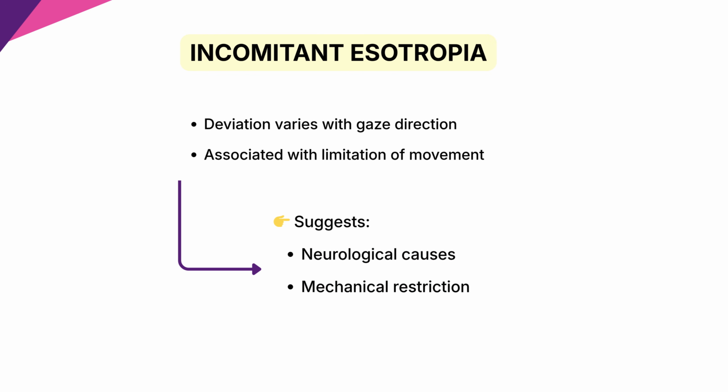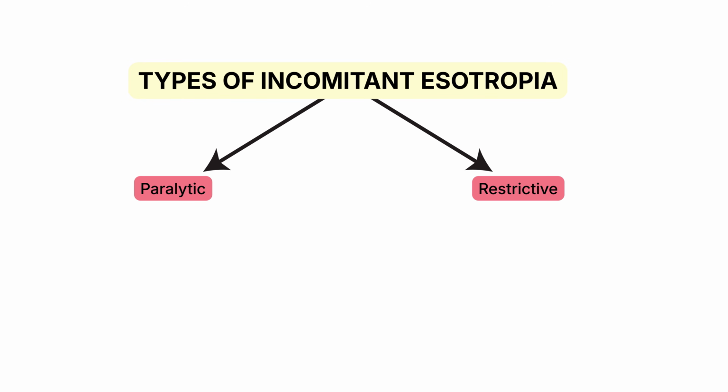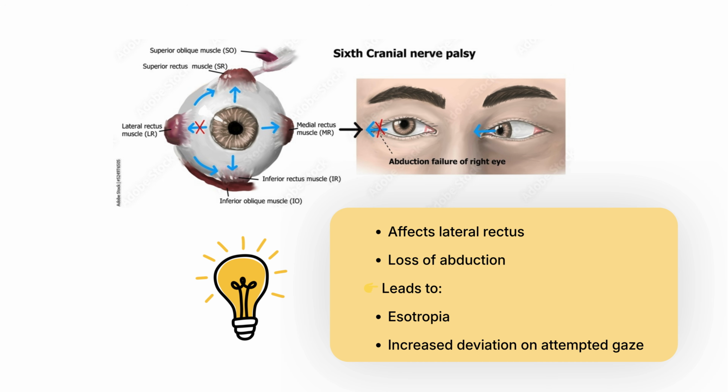Let's also try to understand the types of incomitant esotropia. We can have a paralytic incomitant esotropia or a restrictive incomitant esotropia. The paralytic one is basically due to a cranial nerve involvement, and it is usually the sixth nerve palsy. The sixth nerve, that is the abducent nerve, supplies the lateral rectus muscle responsible for abduction, and therefore paralysis of the sixth nerve leads to loss of abduction and an esodeviation.